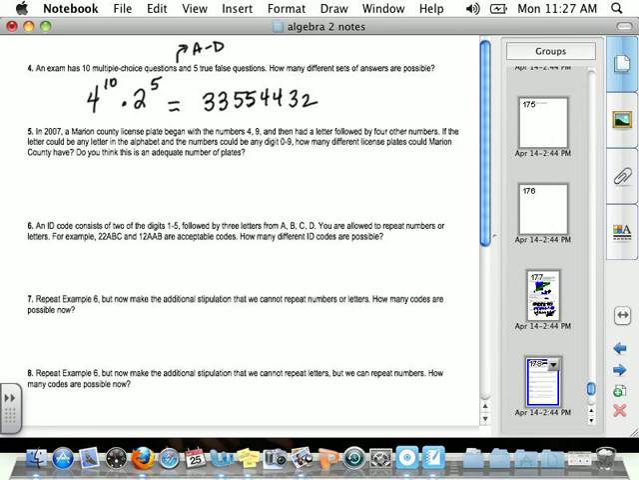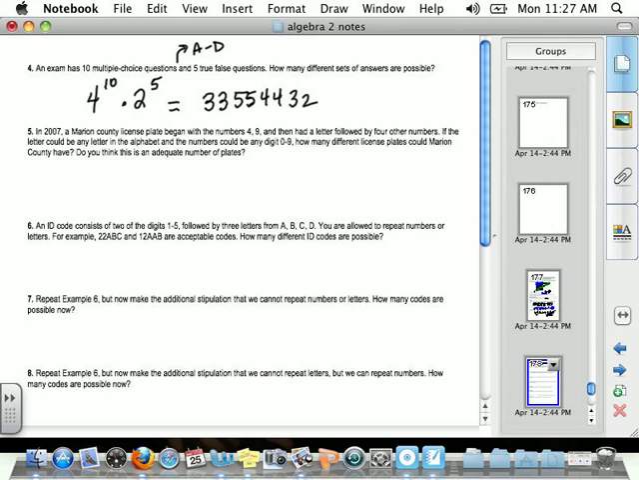All right, so in 2007, Marion County license plates began with the numbers 4 and 9 and then had a letter followed by 4 other numbers. If a letter could be any letter in the alphabet, and the numbers could be any digit, 0 through 9, how many different license plates could Marion County have? Do you think this would be enough?